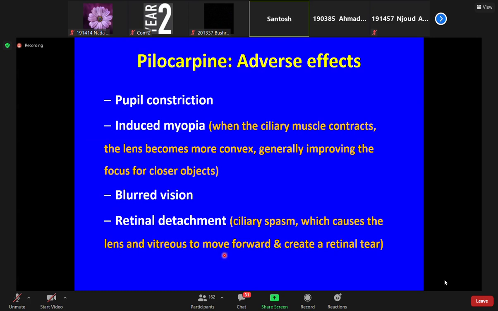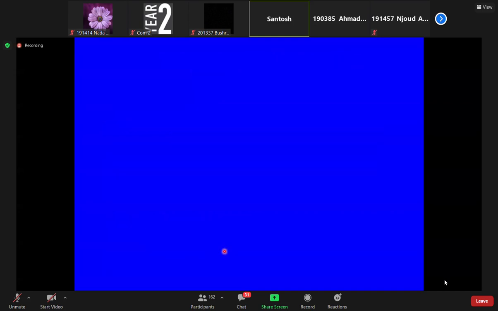So because of these side effects, it's not your first choice, especially when it comes to open angle glaucoma management. So we have other options. In closed angle, in emergencies, again, not the first drug, but yes, it is used, and it has very beneficial use in that situation. And obviously the local effects, irritation, lacrimation.